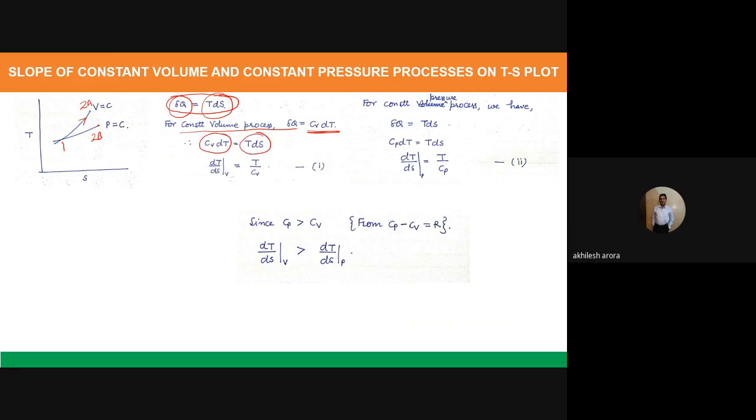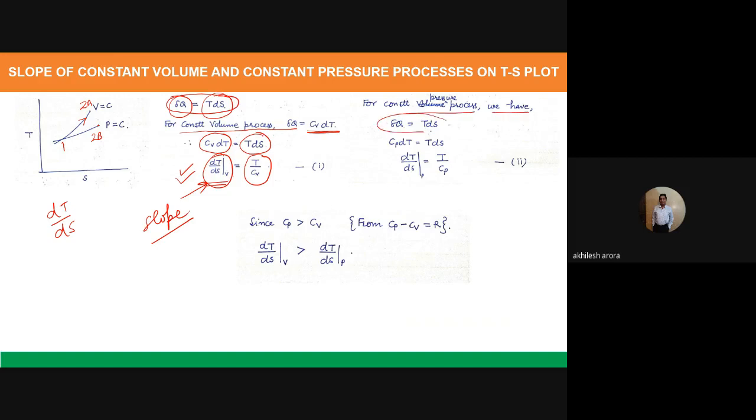Now if I have to calculate the slope for a TS diagram, it is given by dT by dS. I calculate the value of dT by dS for the constant volume process, and the answer comes out that the slope for a constant volume process, this value, is actually equal to T by CV. In a similar manner, I calculate the value of the slope for a constant pressure process also. So you can see it here. I have calculated the slope.